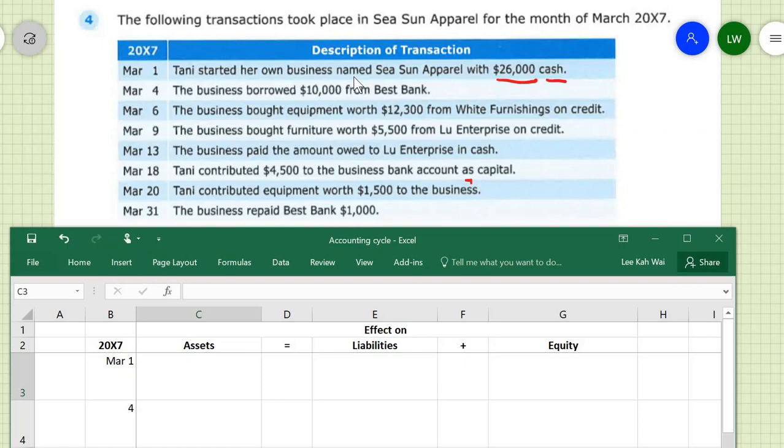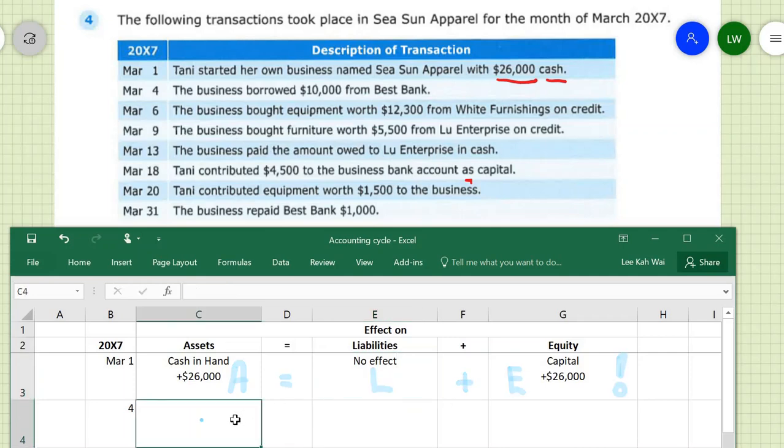On March 1st, Penny started a business named C Sun Apparel with $26,000 cash. So in the asset category, the business will have acquired an asset known as the cash in hand account, and this will be an addition of $26,000 to the assets of that business. Now this $26,000 asset is provided by the owner, so there is a name for this equity account, known as capital. The amount is the same, $26,000. You'll notice that there are no borrowings from an external party, so no effect on liabilities by this transaction.